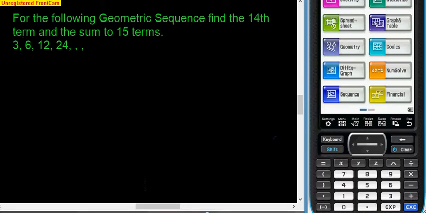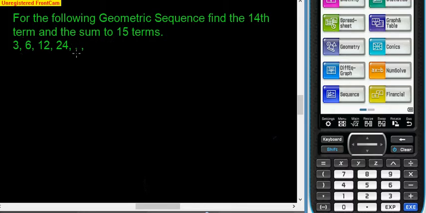I'm going to use the calculator in this question as much as I can, rather than doing anything in a more algebraic or other way. So this will all be about using the calculator and its sequence function. Okay, here we go. We've got the following geometric sequence: find the 14th term and the sum to 15 terms.